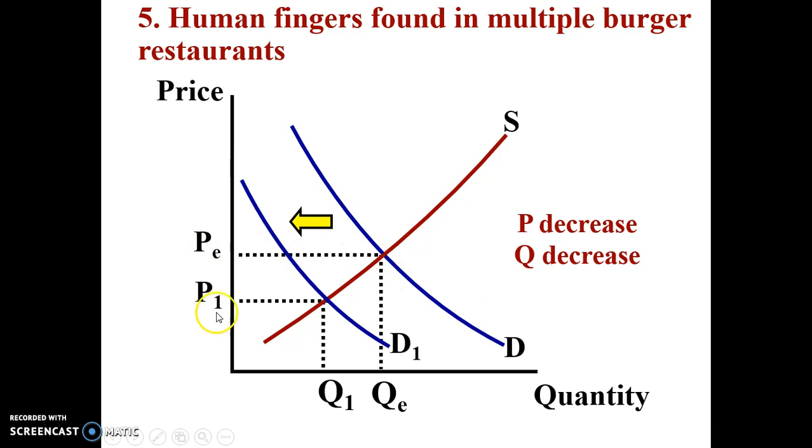And so the price is going to go down. The price is going to go from PE to P1. And the quantity demanded is going to go down also. So burgers are going to become less popular. The price will go down and the quantity will go down as well.